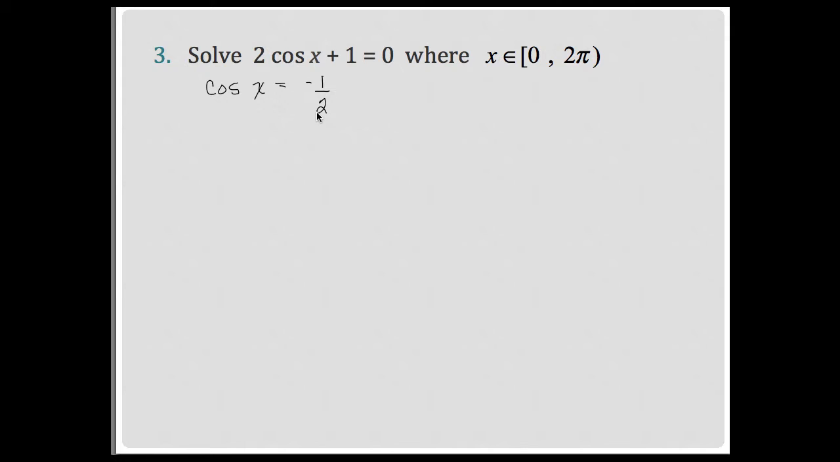All right, cosine is negative, so the first thing you want to think of is where is cosine negative between all four quadrants. So cosine is going to be negative over in the second quadrant and in the third quadrant. So we're going to have an answer out of each.